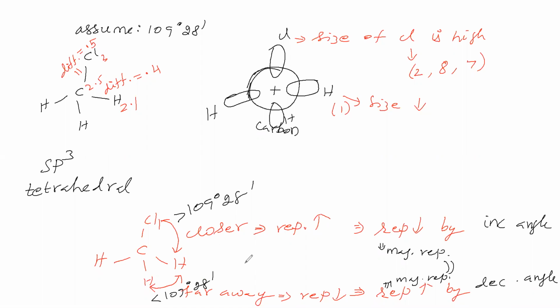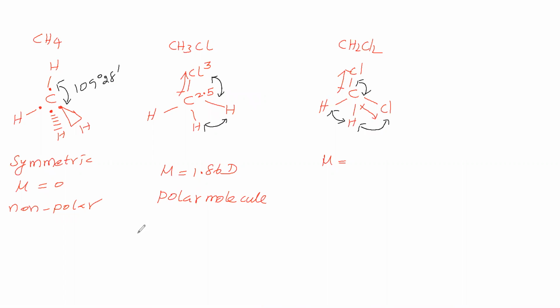How many angles will be there? Two different bond angles will be there in CH3Cl. This is one bond angle, and this is another bond angle. This bond angle will be higher, and this bond angle will be lower. Like this, CH3Cl will be there.